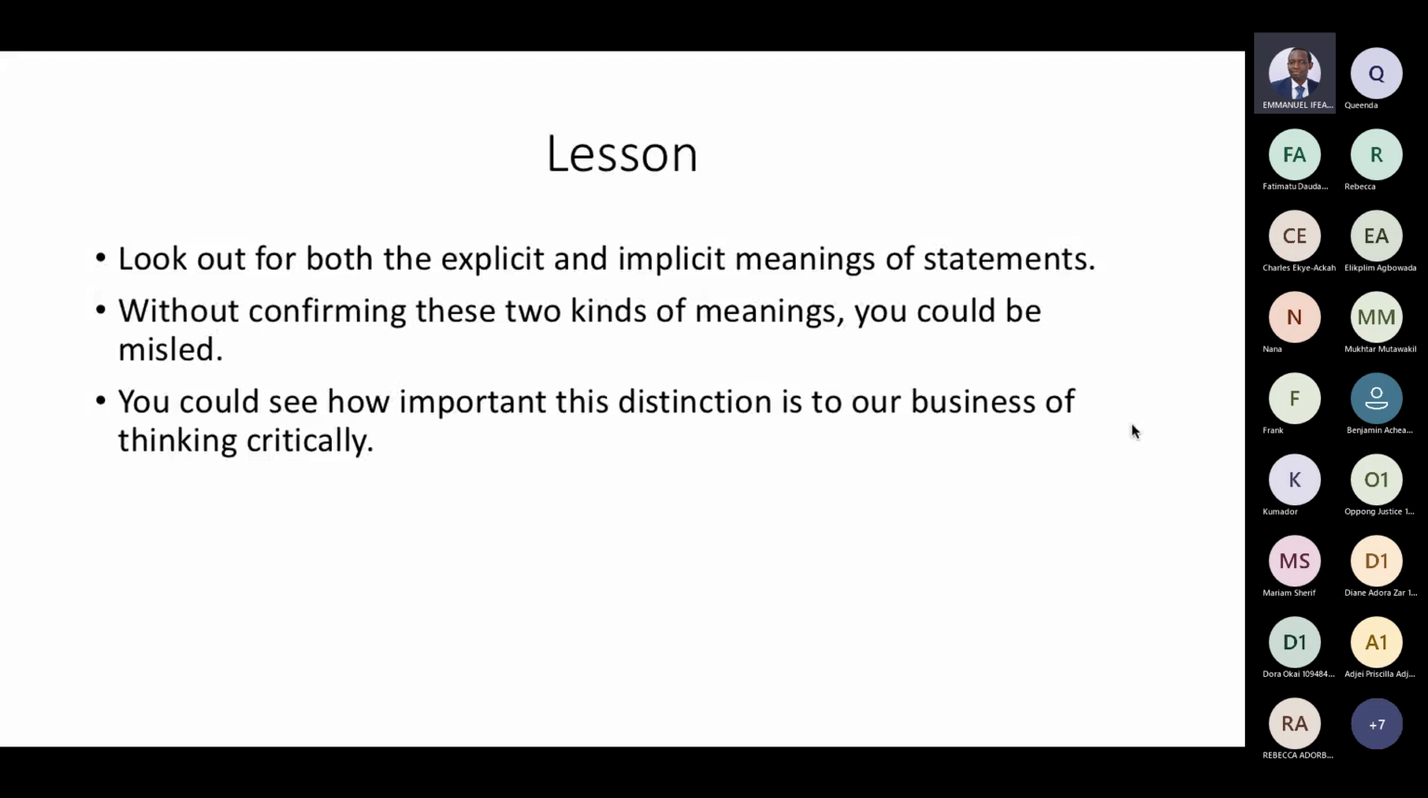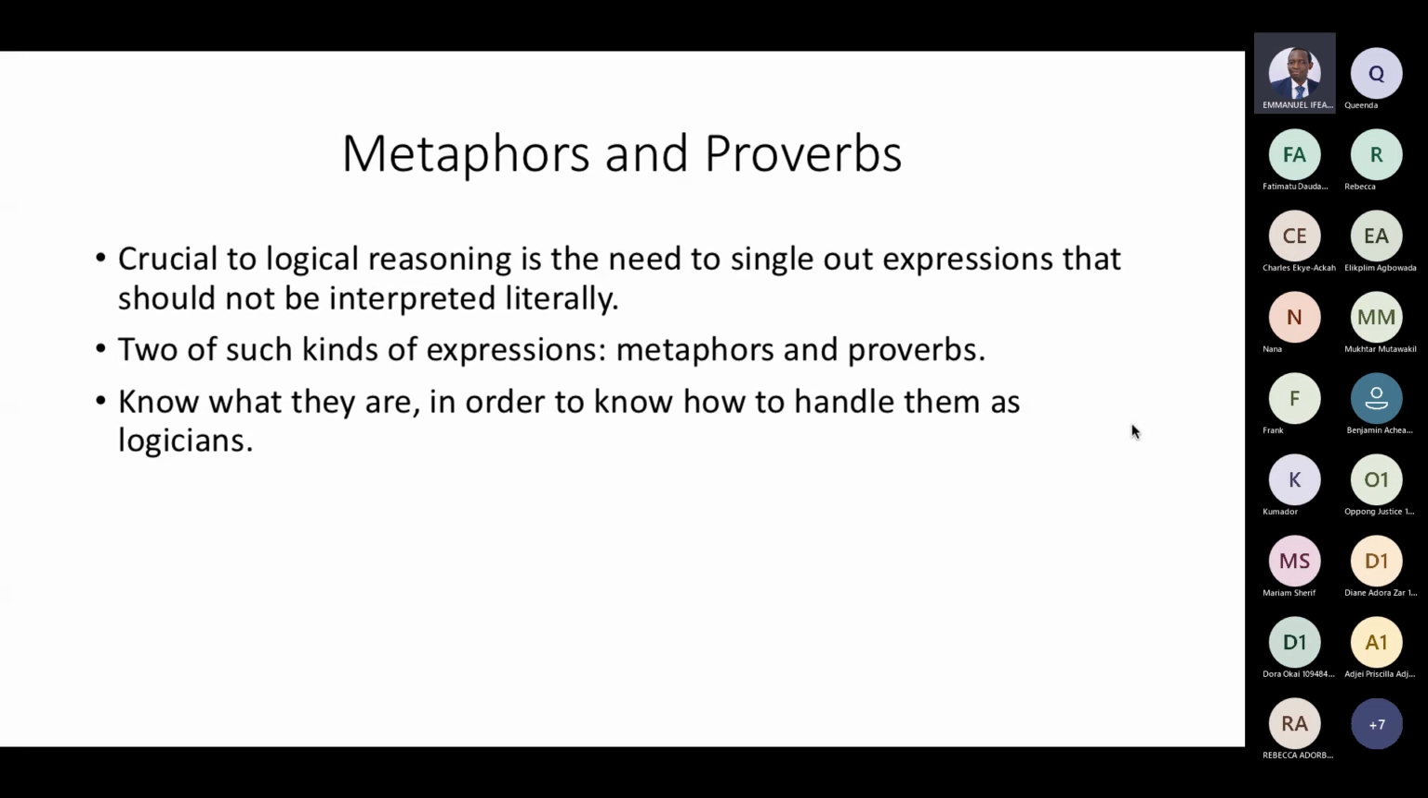And so the lesson is that we should look out for both the explicit and implicit meanings of statements. Without confirming those two kinds of meanings, you could be misled. So you can see how important such a distinction is to our business of thinking critically. That's one thing we need to note about the difference between values and facts. As a critical thinker, you need to pay attention to spotting when a statement is on the empirical side or on the normative side, because the differences between the two have implications. One is about what is, one is about what ought to be.